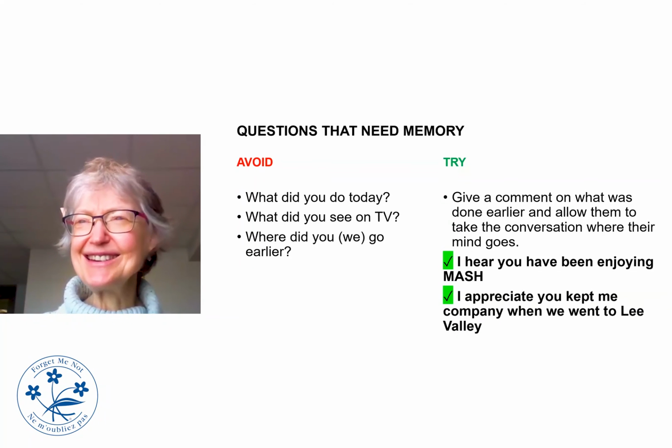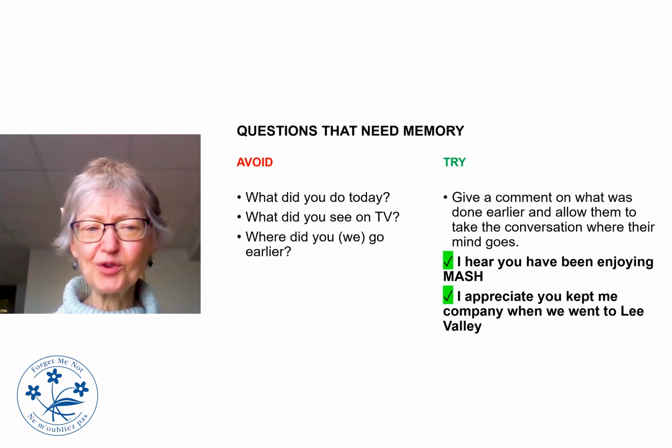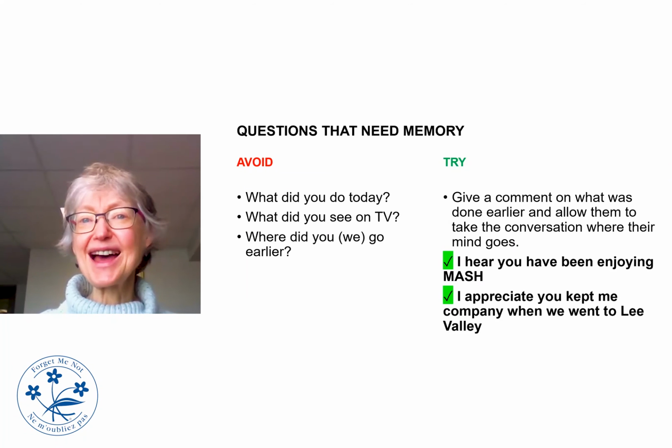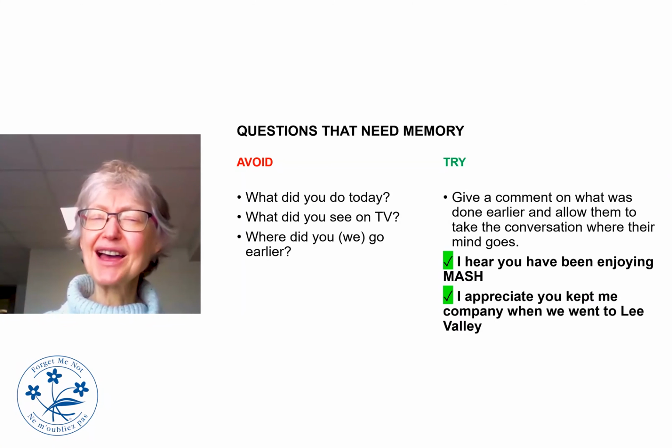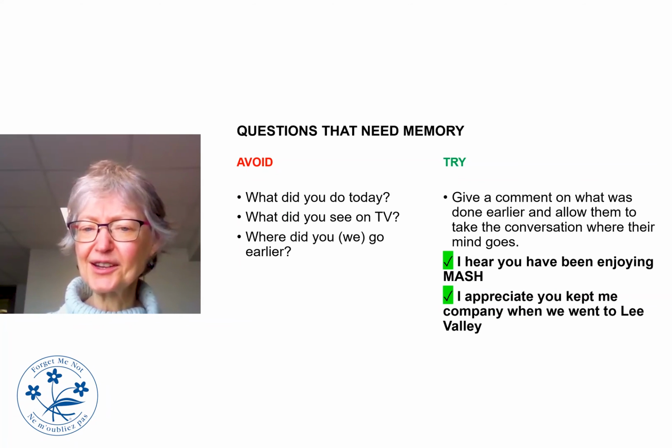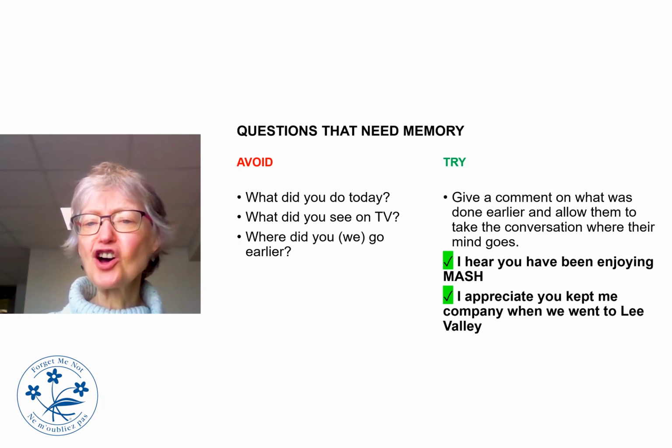So questions that need memory. We've got a definite theme going here. What did you do today? That's a normal question that we might ask a friend, a partner, a child, somebody who has a healthy brain. But it's not necessarily going to get you where you want to go if somebody has cognitive impairment. What did you see on TV? Where did we go earlier? Where did you go earlier? Anything that relies on short-term memory, I try to avoid it. Again, give a comment on what was done earlier and allow them to take the conversation where their mind goes.